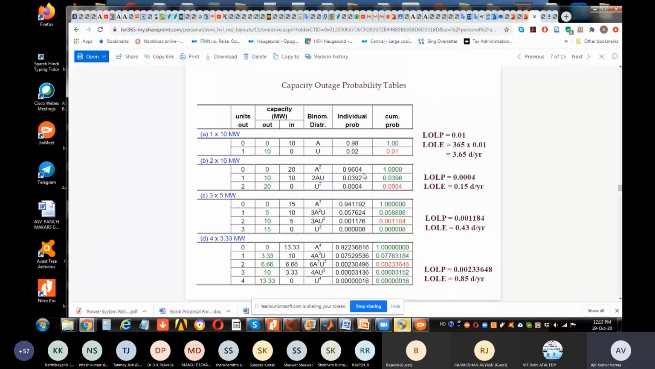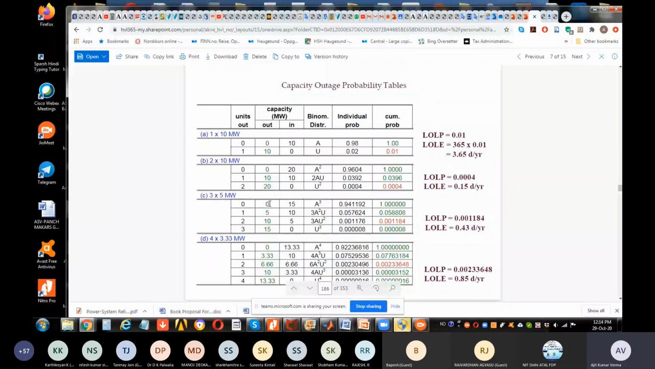So what is the loss of load probability when you have a 10 megawatt load? You basically lose load only when you generate 0. When you generate 10 and 20, you don't lose the load. So the probability is 0.0004, corresponding to zero generation. So this is the LOLP. And then you multiply by 365, you get 0.15 days a year. So here you got 3.65, here you got 0.15. So when you have 2 into 10, what about 3 into 5?